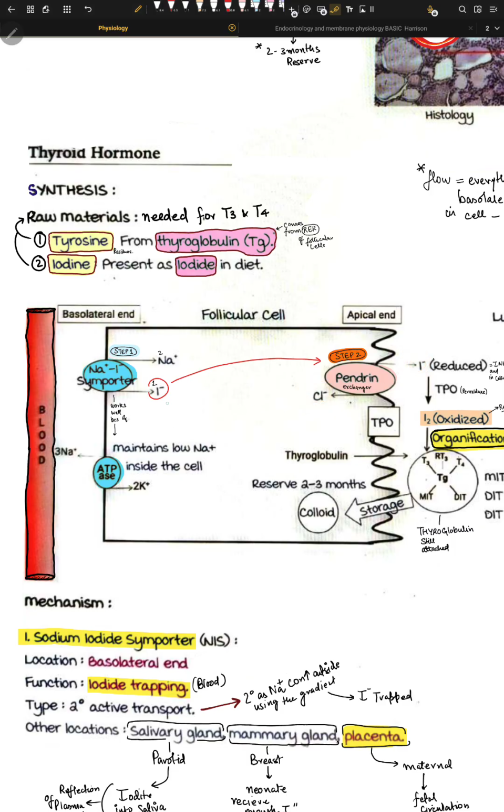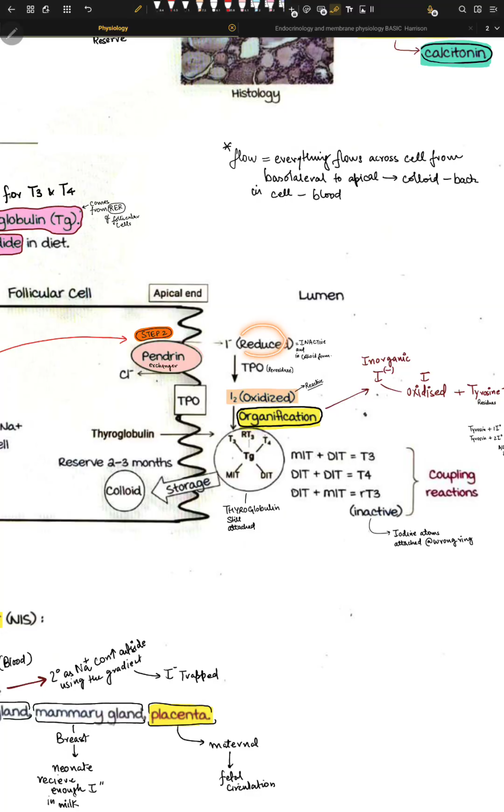Now note that this one molecule of iodide is in the reduced form. It means it's not active. Okay, we cannot still use it. We have to transform this iodide into the active form for T3 and T4. Okay, we need to do that.